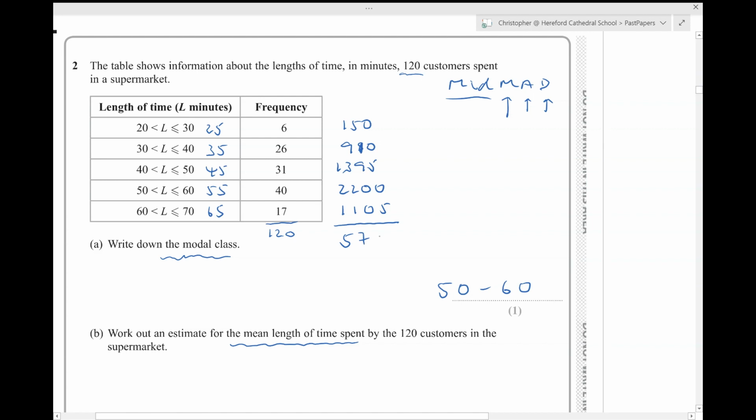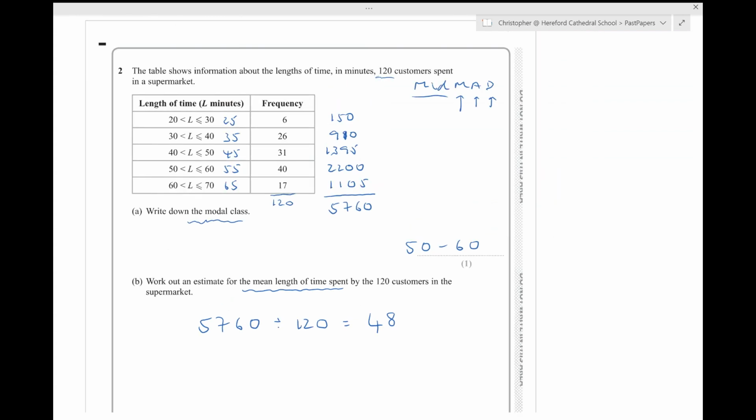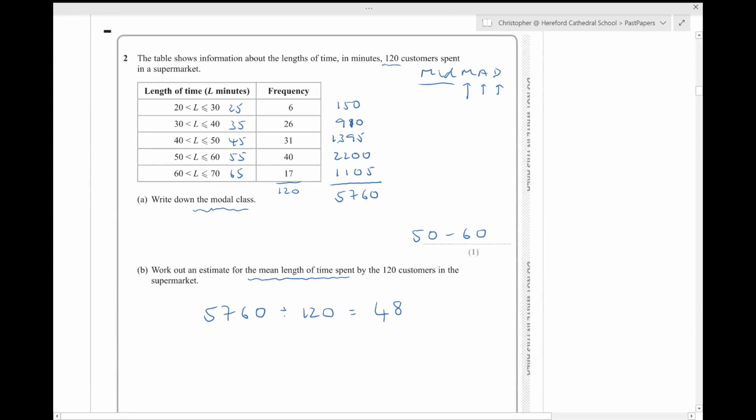Adds up to 5,760. And then I'm going to divide. 5,760 divided by the number of people, divided by 120, gives me a mean length of time of 48 minutes. And that is question 2 complete.